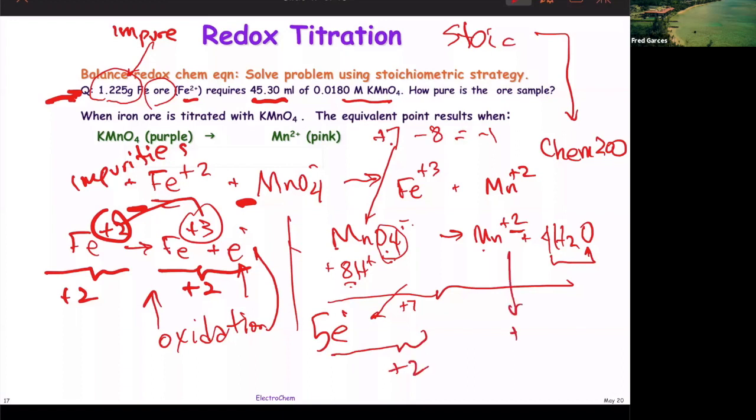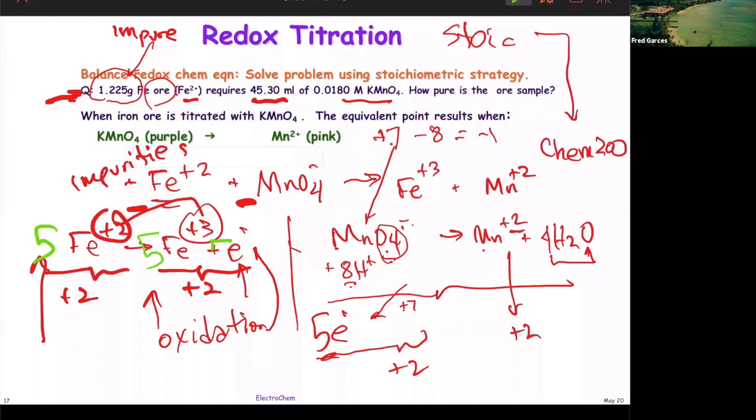The last step you need to do is realize that I've got 5 electrons. I need 5 electrons here. So I need to multiply this reaction by 5 so that the electrons cancel. And that's all you need. You don't even have to add the two half reactions.